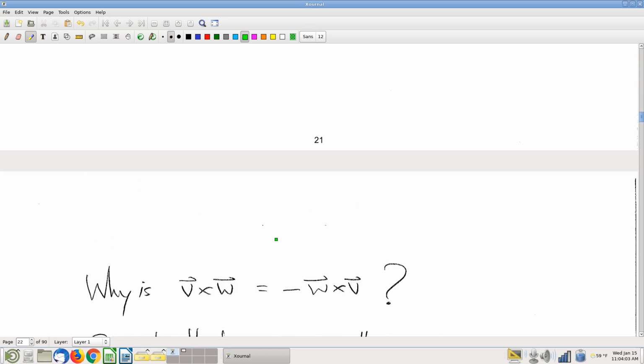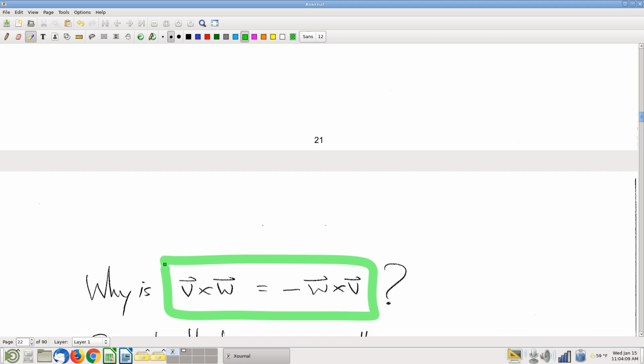Everything else you could read on your own. But I promised I'd give you some sense for why the cross product is anti-commutative, right? It's not commutative, but it's more than just not commutative. It's weirder than that. It is explicitly, exactly anti-commutative. And there's a real easy demo of why that ought to be the case.